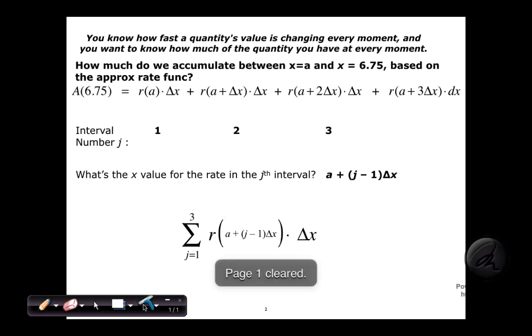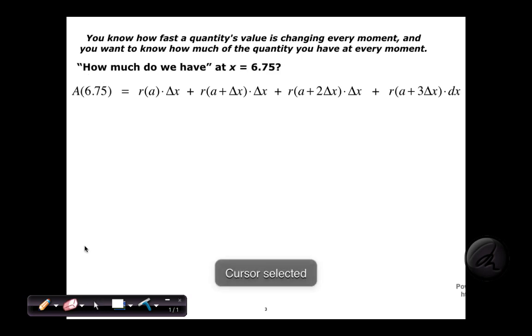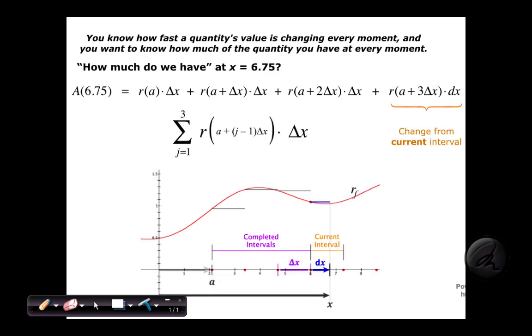All right. So we've got the first part kind of set up. J equals 1 through 3, the rate function evaluated times the width of the interval. That's for the complete intervals. For the one that we're in the middle of, when we're using x equals 6.75, this is in the middle of the fourth interval. The rate at the beginning that we're going to use is r of a plus 3 delta x.